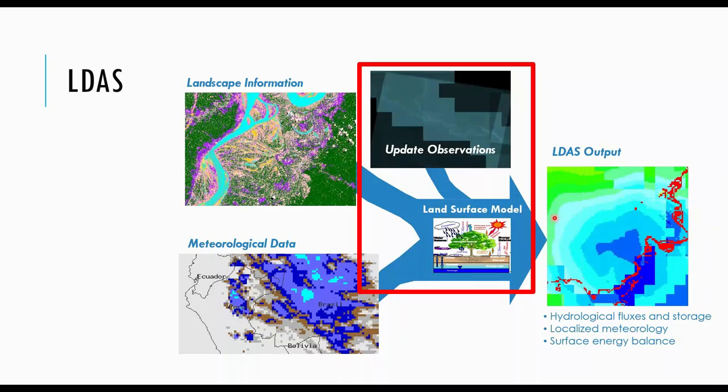Again, you get these updated observations along the way, which keep the model running smoothly. We do that through data assimilation. Okay, so that's why we call these land data assimilation systems, because the algorithm used to bring those observations in is called data assimilation. I won't get into the details of the statistical methods used to do that, but there are a number of ways that attempt to balance the relative uncertainties of the model and the observation.